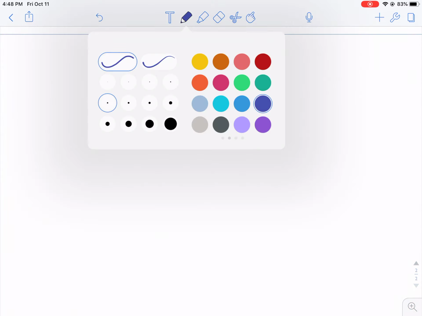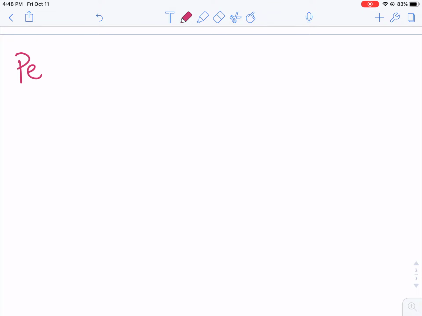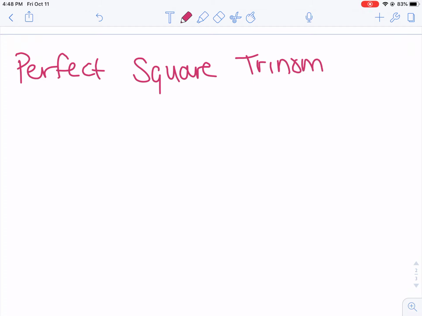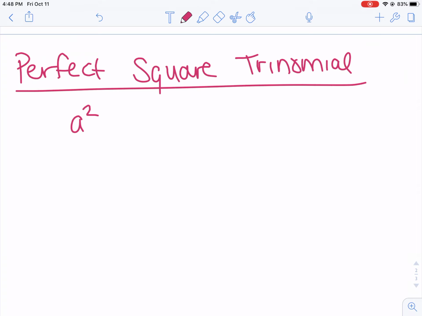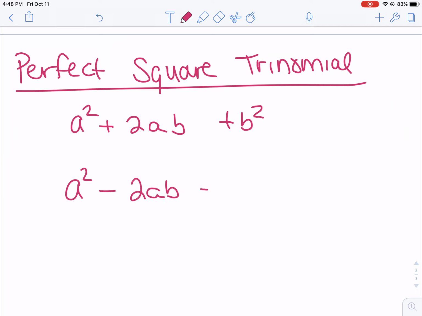Perfect square trinomials are kind of fancy trinomials. Remember, a trinomial has 3 terms in it. So my first term is a perfect square, my last term is a perfect square, and the term in the middle is 2 times a times b. Now, it could be plus 2ab, or it could be a squared minus 2 times a times b.